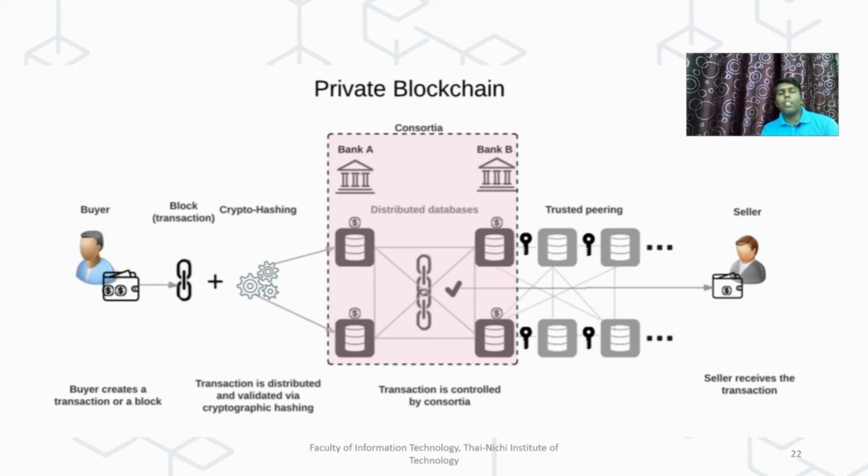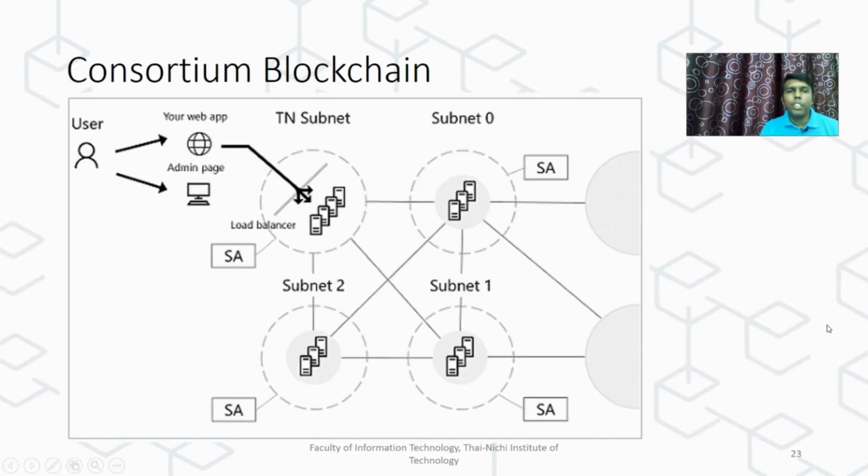So it does the same thing as the public blockchain, but it will have someone in the middle, and this blockchain will be available only to a particular set of users. So this is a consortium blockchain. It keeps tracking the transactions from various subnets in the network.